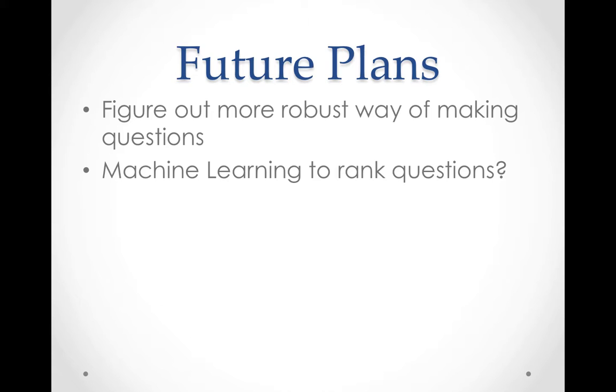And for the future, we want to figure out a more robust way of making the questions rather than manually creating all these rules. And later on, we also want to have a way to rank the questions. Right now, we don't really see a way of doing it without using machine learning. So we've been talking about incorporating machine learning, manually labeling what questions are good so that our system can learn the difference between good and bad questions.